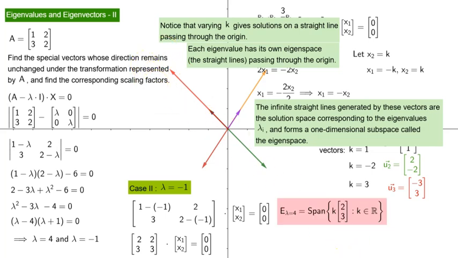For lambda equal to 4, this infinite straight line would be the eigenspace. And for lambda equal to minus 1, this would be the eigenspace. The way we would write it is: the eigenspace for lambda equal to 4 is equal to the span of the multiples of this vector. Similarly, the eigenspace for lambda equal to minus 1 is equal to the span of this vector, where remember k is in real numbers. That was one example of eigenvalues and eigenvectors problems.